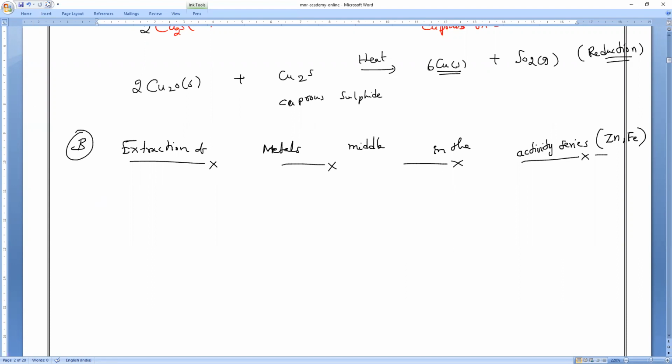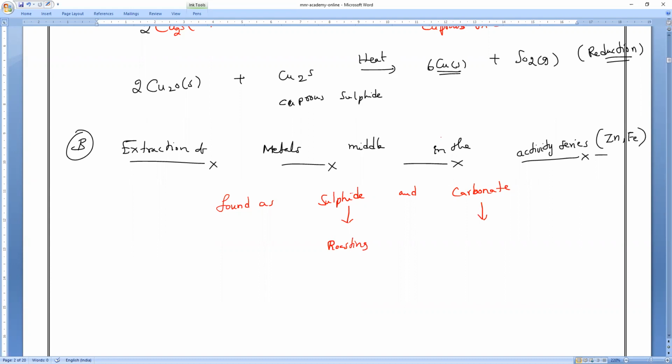Anybody can tell me? Both zinc and iron can be found as what? They are found as sulfide ores and as well as what? Carbonate ores. So if it is sulfide ores, we have to undergo what? Roasting or calcination? Roasting. If it is a carbonate ore, we have to undergo what? Calcination. Yes, that is what I wanted.